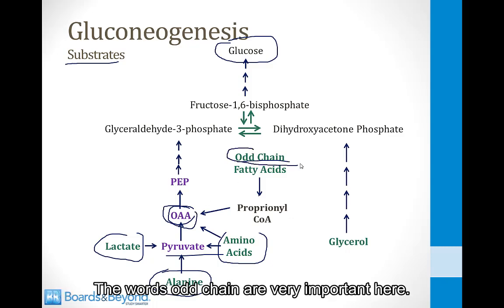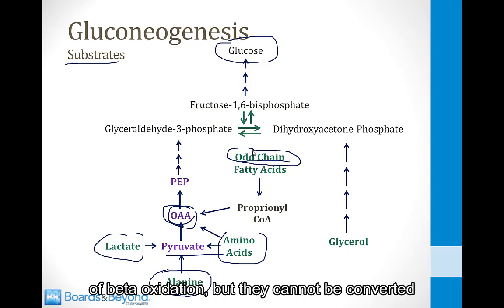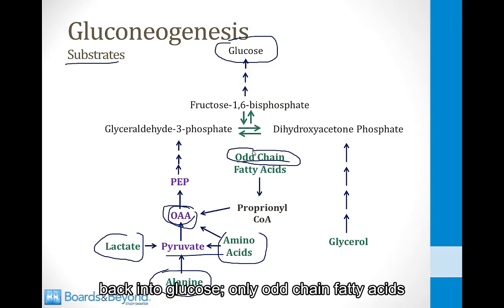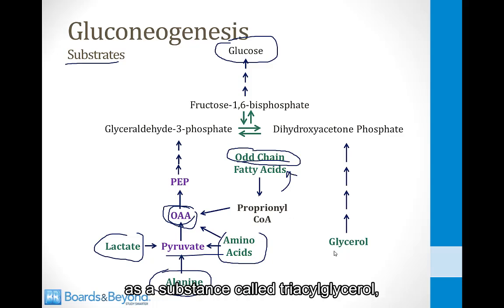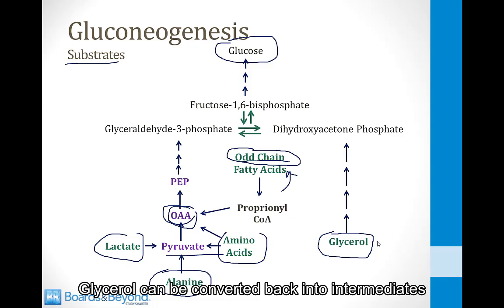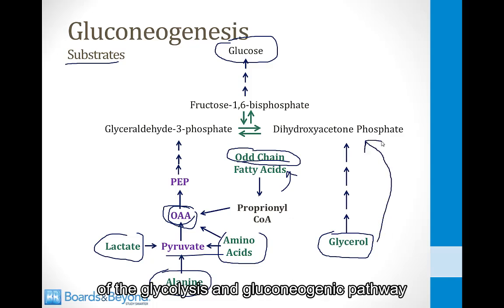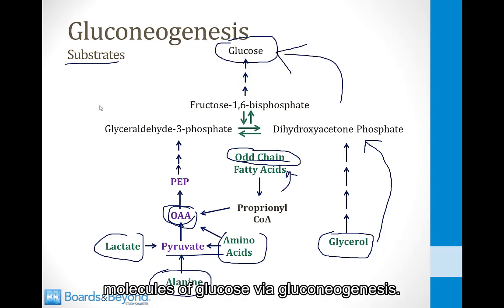The words odd chain are very important here. Even-chain fatty acids cannot be turned into glucose. They can be used for energy via the pathway of beta oxidation, but they cannot be converted back into glucose. Only odd-chain fatty acids can become glucose. And then finally, the body stores fatty acids as a substance called triacylglycerol, and when it mobilizes those fatty acids, it releases a molecule of glycerol. Glycerol can be converted back into intermediates of the glycolysis and gluconeogenic pathway, and therefore it can be used to synthesize molecules of glucose via gluconeogenesis.